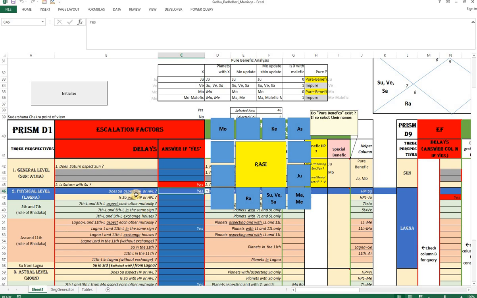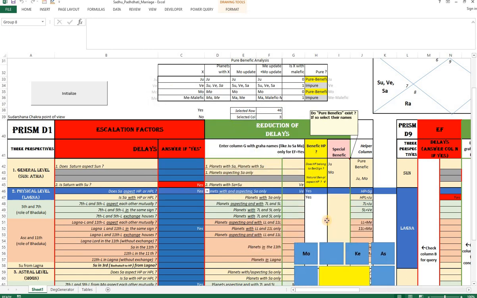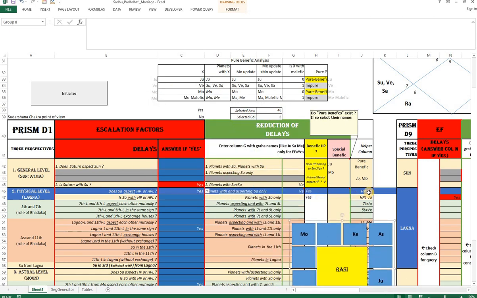Does Saturn aspect HP? HP is the house of purpose. We are talking about marriage, and the house of purpose is the 7th house. So does Saturn aspect the 7th house? Here the Lagna itself is Mithuna and the 7th house is Sagittarius. To help you, maybe if you are finding it difficult here, you can pull it anywhere here. And the same row, or at least this level, tells you what is the HP. So the HP is Sagittarius here. That is the house of purpose is Sagittarius.